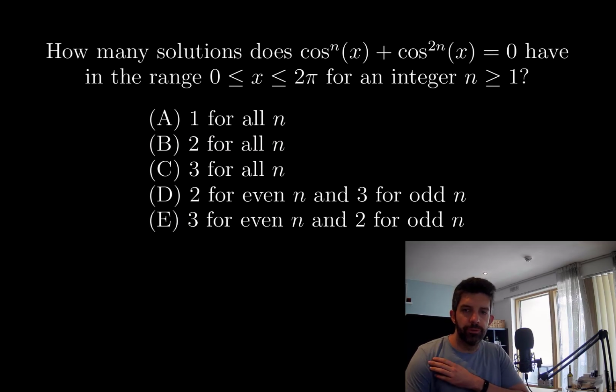How many solutions does cos^n x + cos^(2n) x = 0 have in the range 0 ≤ x ≤ 2π for an integer n ≥ 1? And we're given a bunch of options depending on n. So what are my thoughts here?